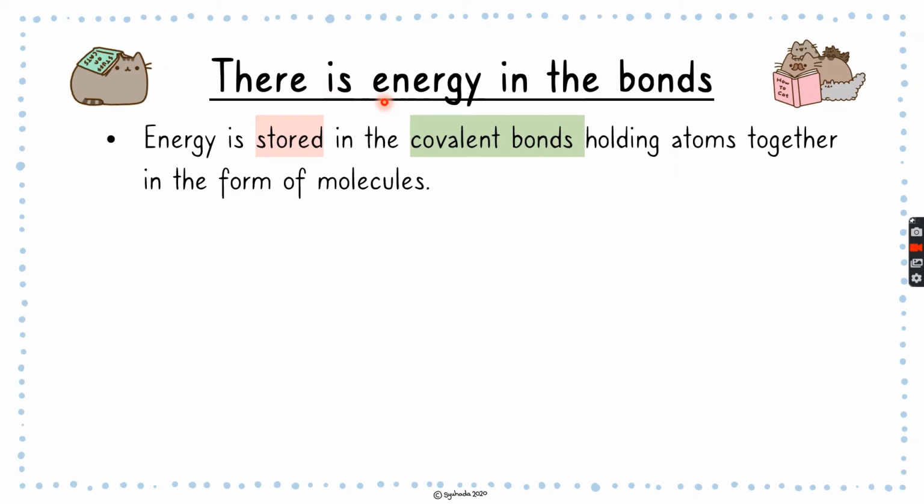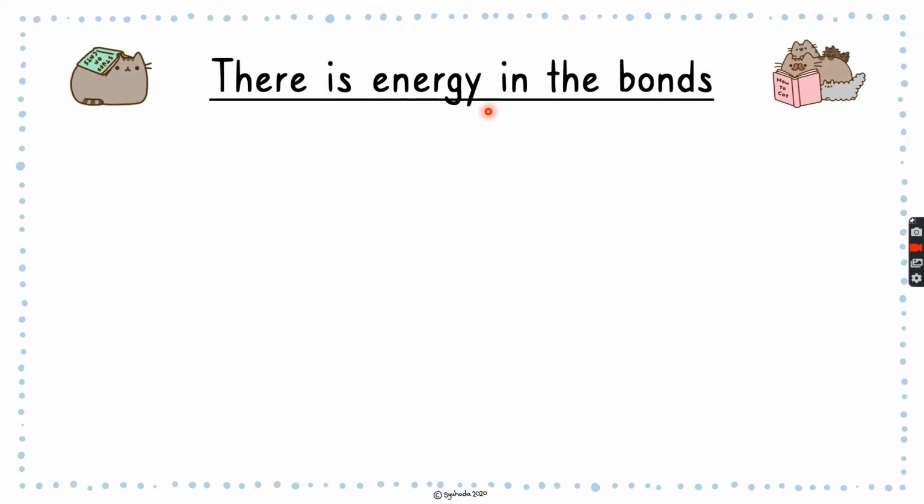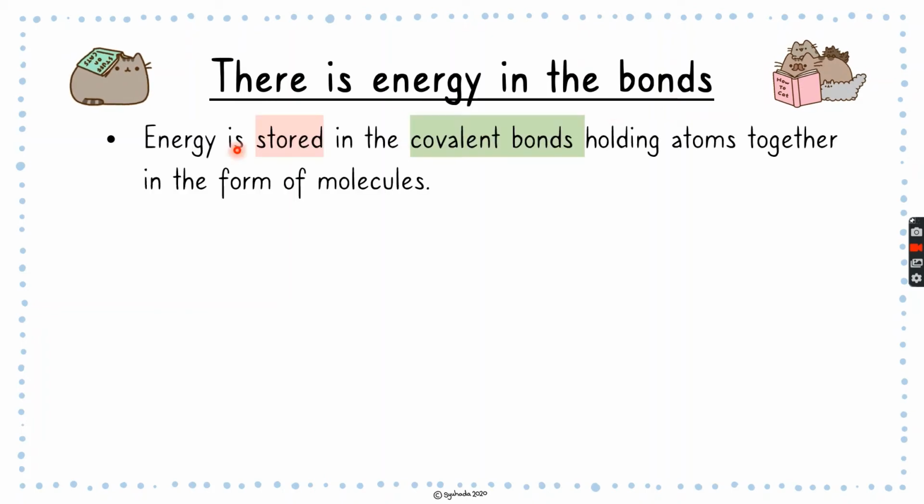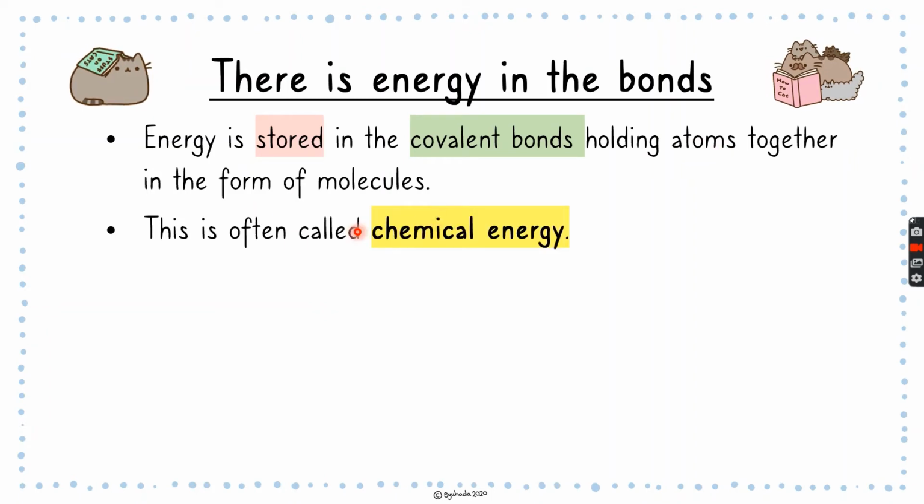So actually, when atoms join up together, they store energy in that bond. So the energy is stored in the covalent bonds holding atoms together in the form of molecules. And this type of energy is often called chemical energy.